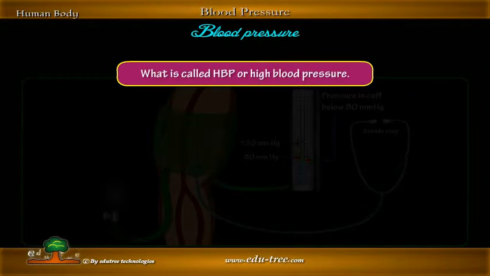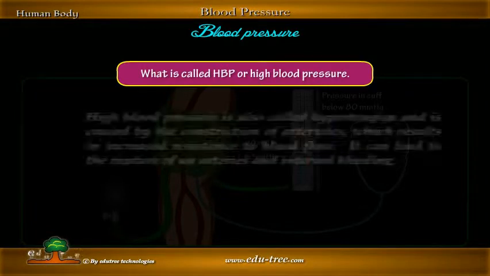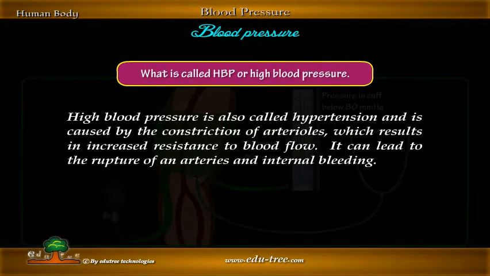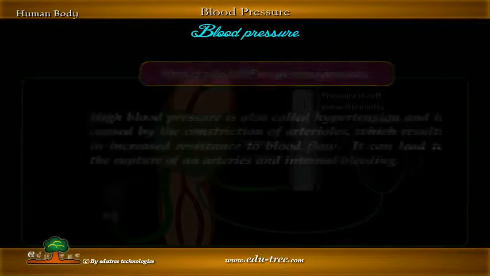What is called HBP, or high blood pressure? High blood pressure is also called hypertension and is caused by the constriction of arterioles, which results in increased resistance to blood flow. It can lead to the rupture of an artery and internal bleeding.